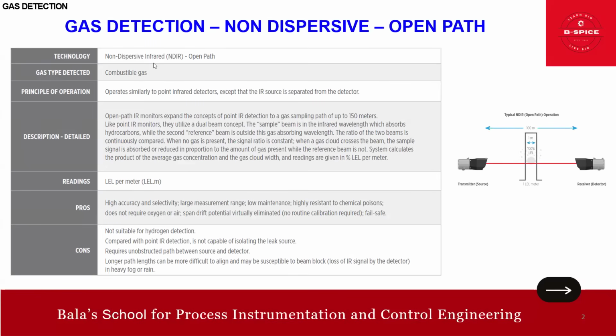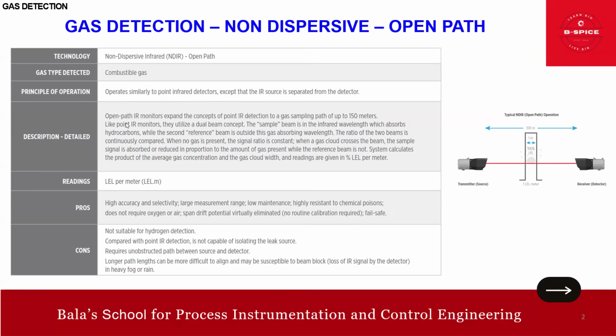As I said, the technology is non-dispersive infrared open path. As you can see here, this is the transmitter, and this is your receiver, the source and detector. So the beam is passed through open path, whereas in the point type it was particular to that point. That's a difference. Again, the gas type detector is combustible gas. The principle of operation is similar to the point type infrared detector, except that the IR source is separated from the detector, meaning you see here, this is the IR source and this is your detector. So this is separated.